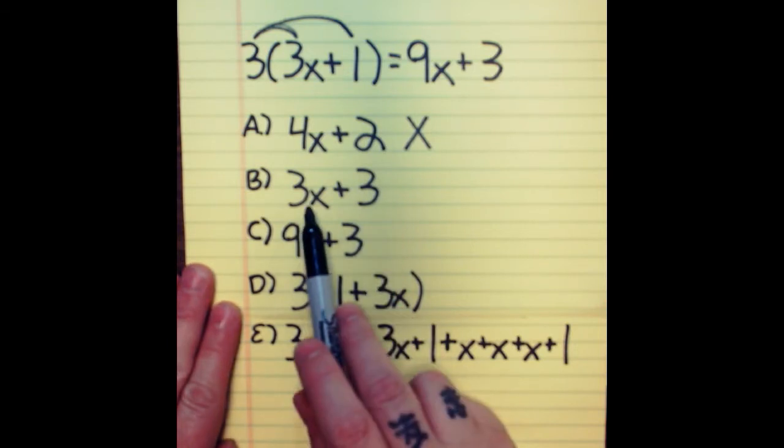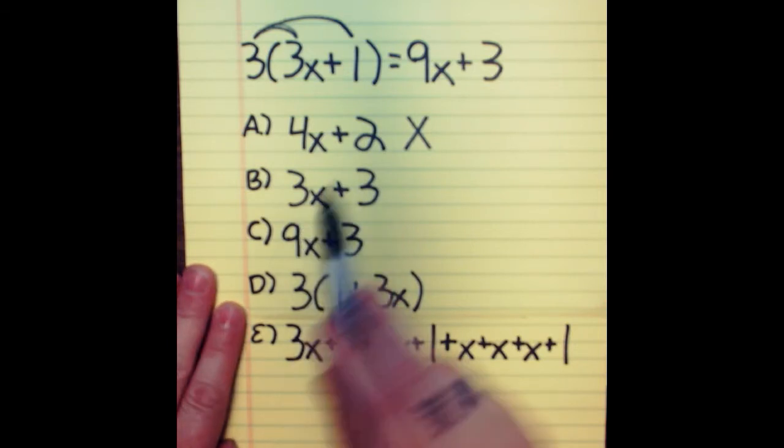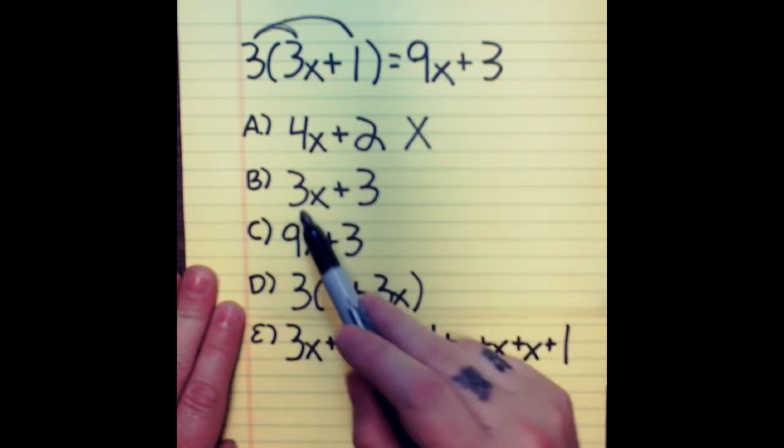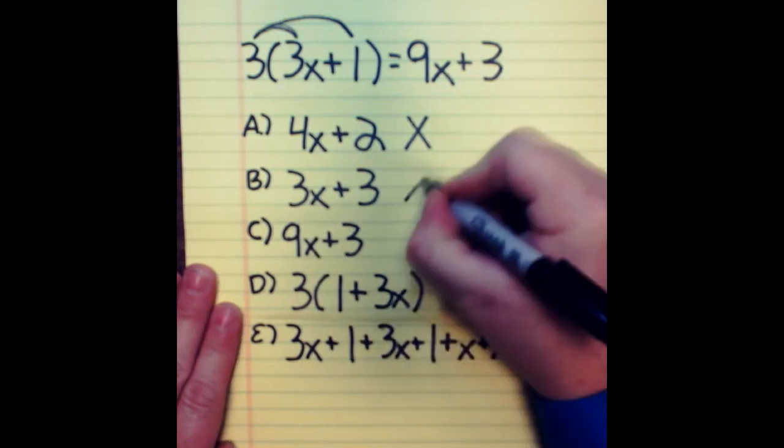Now we look at C, and it looks very similar. I got 9x plus 3, and I have 9x plus 3 up here, so I would say yes, this one is definitely one that can be chosen.